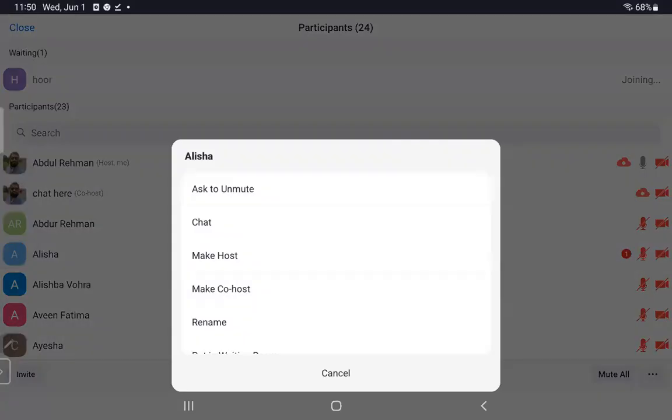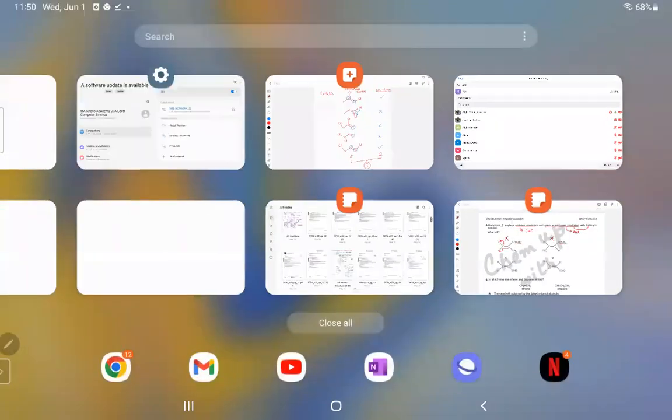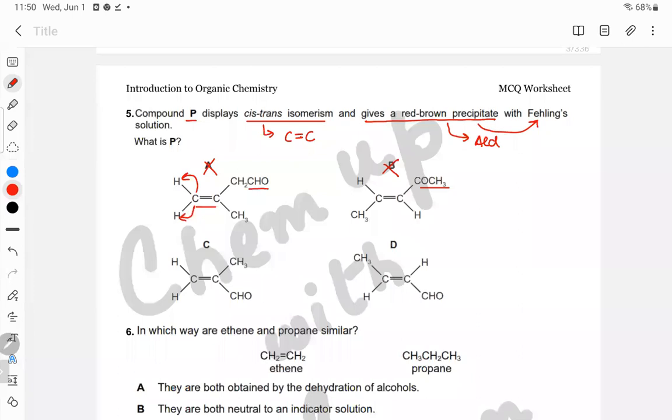Is it understandable to everyone? Yes, it's a trans. So if we look at C, a double bonded carbon has two same groups, which means it also doesn't show cis-trans isomerism, so C goes wrong. Here I have a double bond, and each double bonded carbon has two different groups, and I have an aldehyde as well. Okay, so it's D.